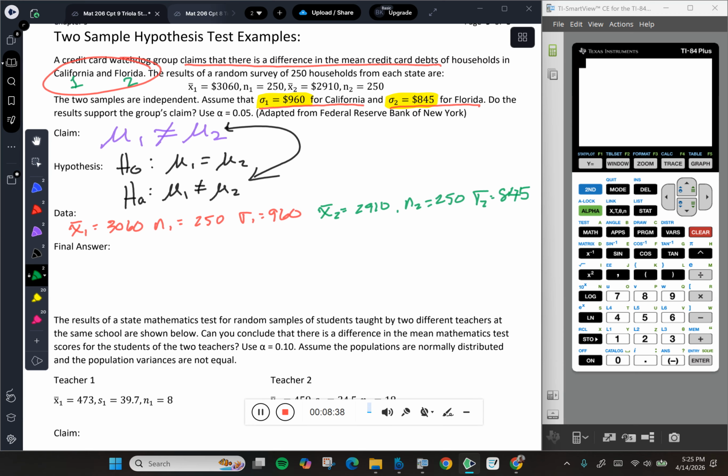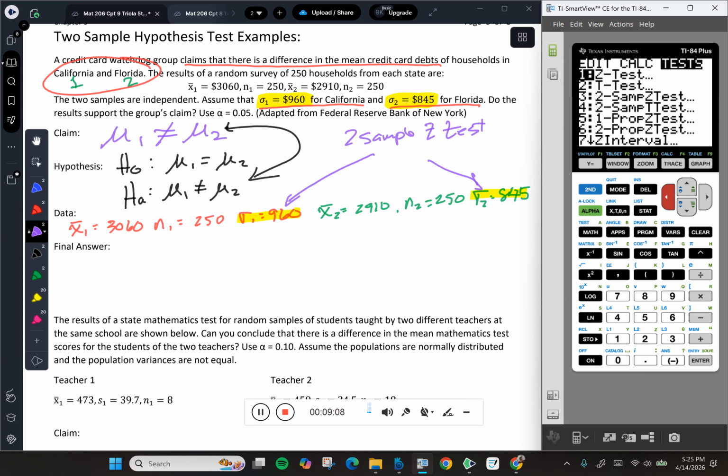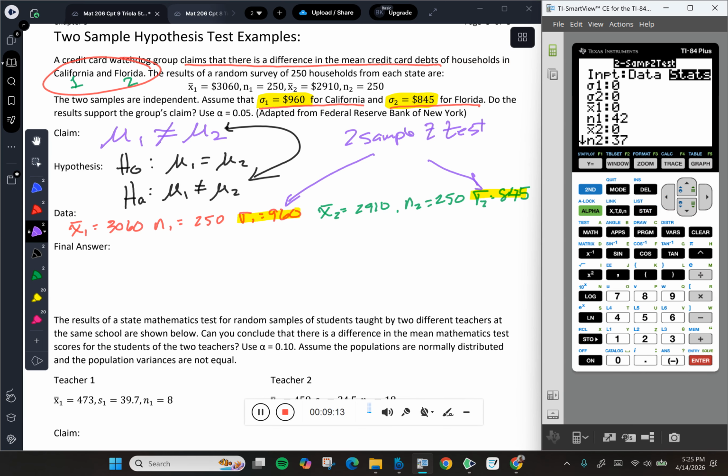Now I need to run the test. But because the data determines the test, more importantly, the standard deviation determines the test, and since the standard deviations that we have are population standard deviations, that means I need to run a z-test. Specifically, those two things tell me that I'm running a 2-sample z-test. So over to my calculator, to stat, over to test, 2-sample z-test. I punch that up, and it's going to ask me for a bunch of information.